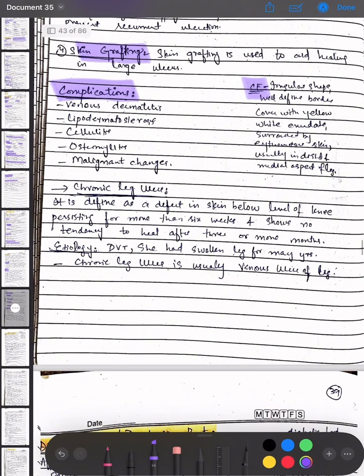What is chronic leg ulcer? It is defined as a defect in skin below the level of the knee, persisting for more than 6 weeks and showing no tendency to heal after 3 or more months. What is the etiology? It is DVT. She had swollen legs for many years. Chronic leg ulcer is usually a venous ulcer of the leg.